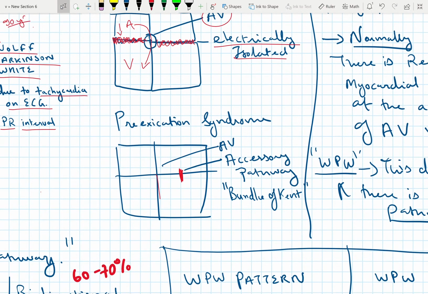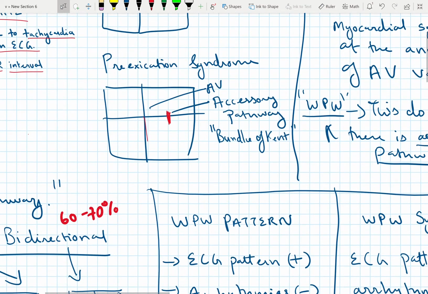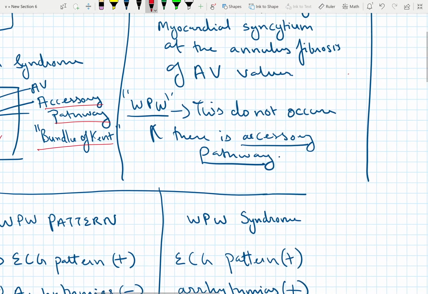So what if, in Wolff-Parkinson-White, they have an accessory pathway. There is an accessory pathway and this is the AV node. So the patient with Wolff-Parkinson-White has two pathways. The impulse can go from the atrium either via the AV node or via the bundle of Kent, which is another name for the accessory pathway.